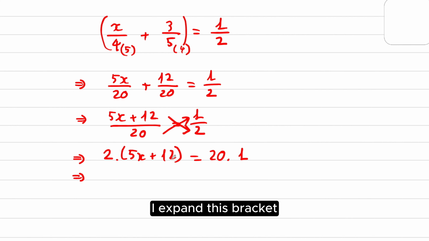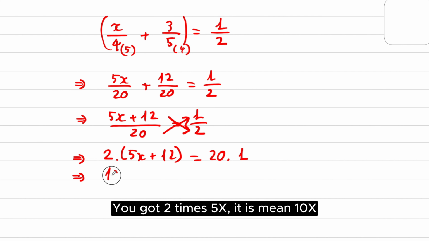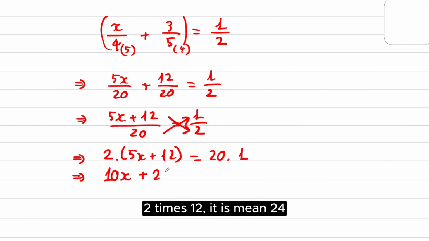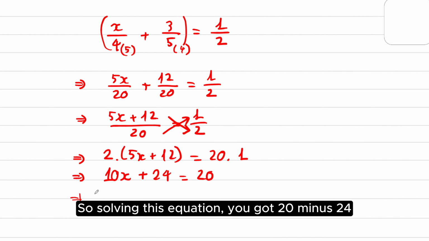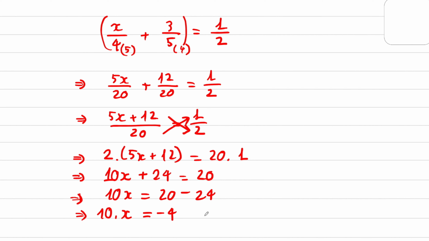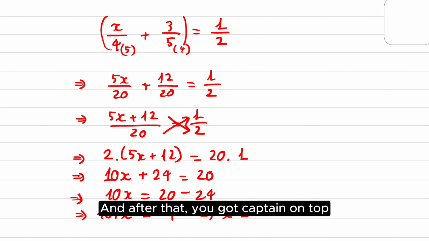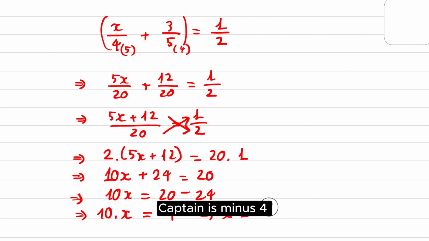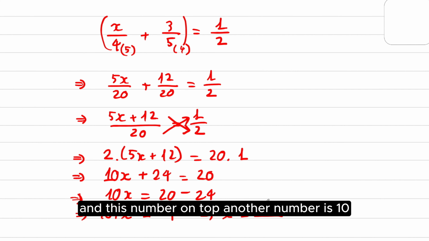Expand this bracket. You got 2 times 5x, which means 10x. 2 times 12 means 24. The other one will be 20. So solving this equation, you got 20 minus 24, and you have minus 4 here, 10x in here, and after that you got the numerator on top. The numerator is minus 4, and the number on the bottom is 10.